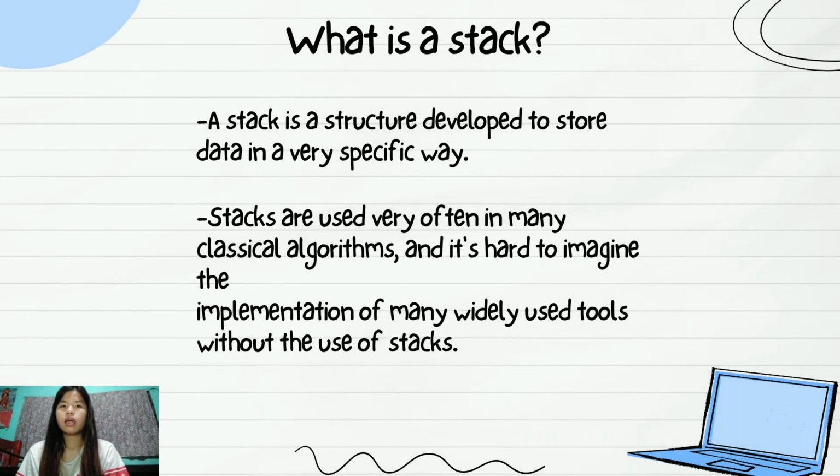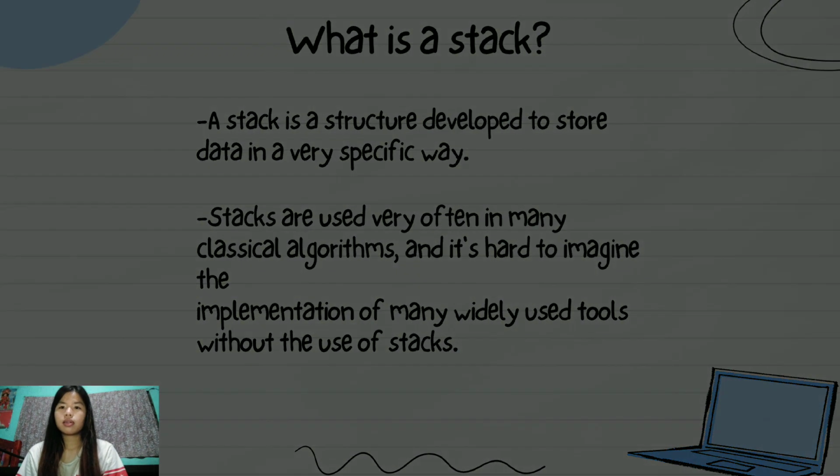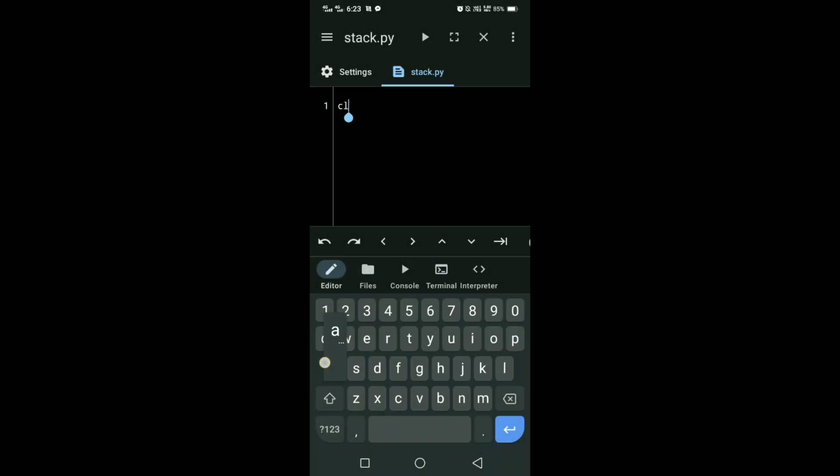What is a stack? A stack is a structure developed to store data in a specific way. Stacks are used very often in many classical algorithms, and it's hard to imagine the implementation of many widely used tools without the use of a stack. This code is defining the stack class.